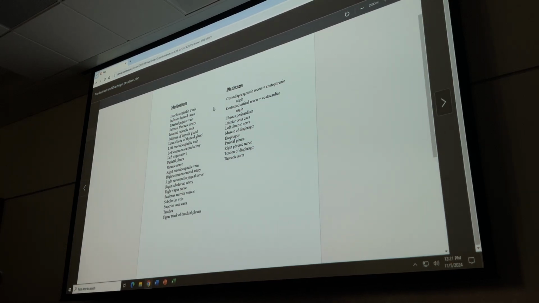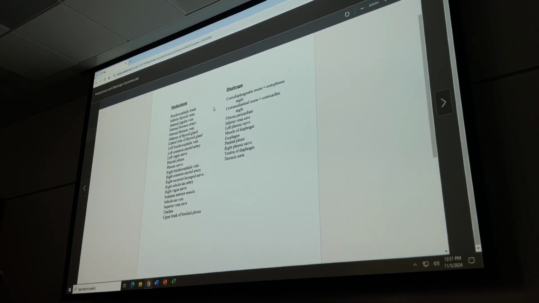You need to know left brachiocephalic vein, left common carotid artery, the left vagus nerve, parietal pleura, yes. The phrenic nerve, yes. The right brachiocephalic vein, yes. The right common carotid artery. You do need to know the right recurrent laryngeal nerve as well as the left recurrent laryngeal nerve. I don't have a left recurrent laryngeal nerve on there, but please make sure you add it. There's a recurrent laryngeal nerve both right and left. Of course, you know the subclavian arteries right and left, vagus nerves right and left.